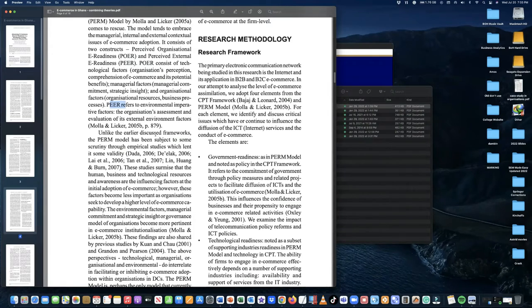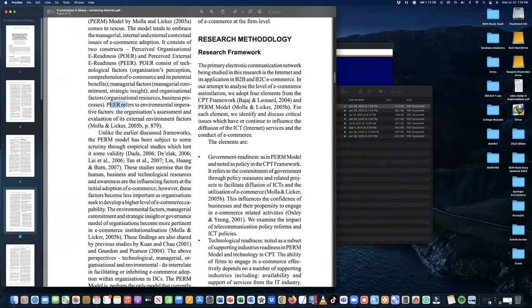So unlike the earlier discussed frameworks, the PEM model has been subject to some scrutiny through empirical studies. Sometimes when you choose a model, you have to make sure the model has gone through scrutiny. And they are talking about some of the weaknesses of the model, so that when you're using the model, you can address its weaknesses and make it stronger. That's why I mentioned that part of why you do a PhD is to extend a theory or to be able to bring new value to a theory. So you can pick somebody's, look at the weaknesses in that one and add to it. Okay.